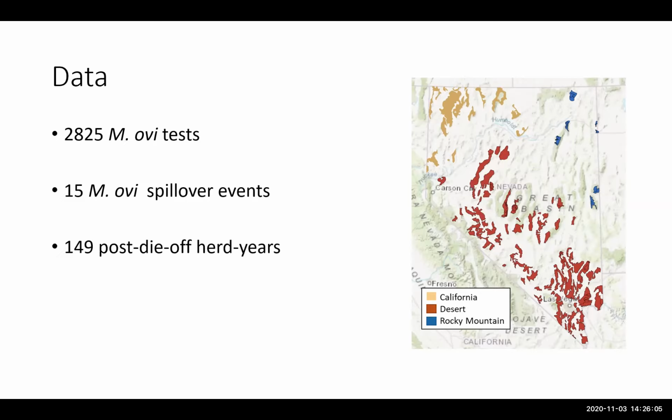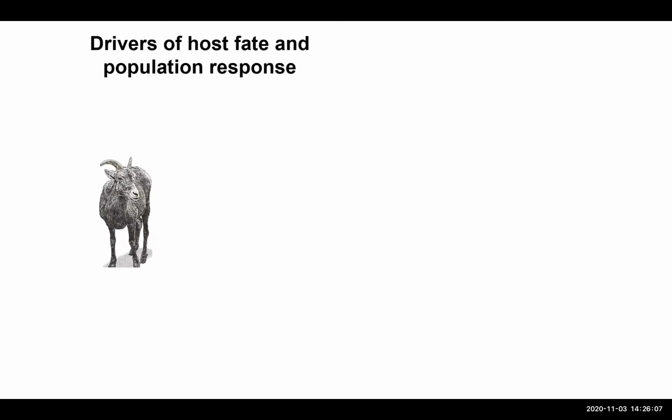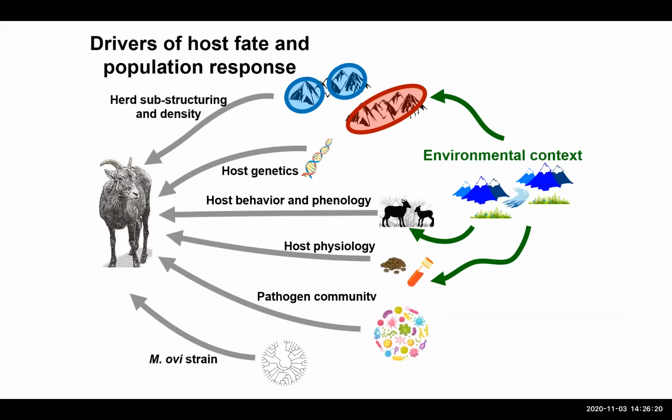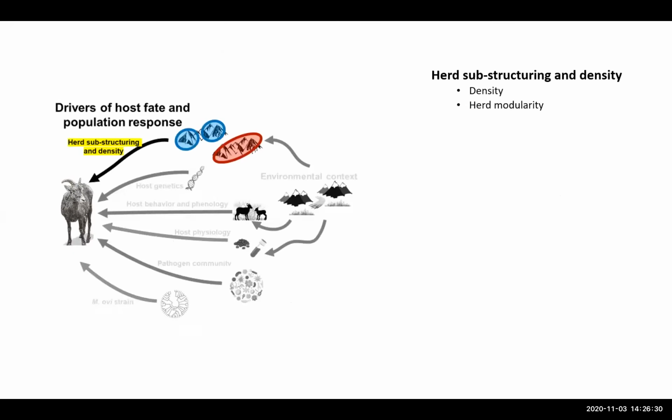For this particular model, we've been focused on looking at lamb recruitment as a response to many different hypothesized drivers of what's driving this post-die-off response in populations. So you probably recognize the schematic from earlier, but I'm looking at another subset of these as potential drivers of what we're seeing. To start off with, I looked at density and herd modularity, or herd substructuring.